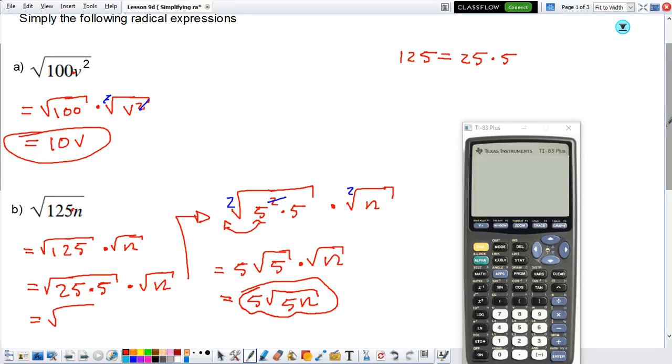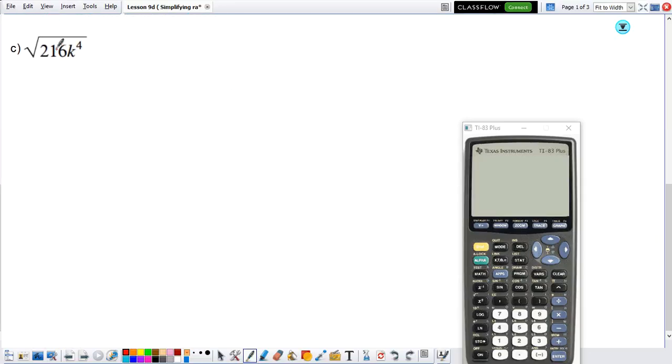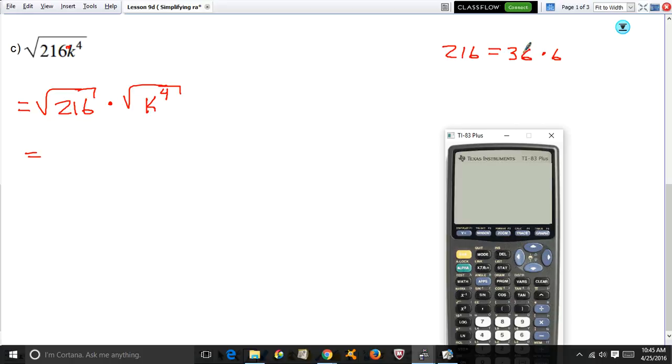Okay, so now let's look at another example here. We have the square root of 216 times k to the 4th. Again, if they're multiplying, you can separate them. So now we essentially have the square root of 216 times the square root of k to the 4th. Okay, so let's concentrate with the first square root. I know that 216 I can rewrite as 36 times 6. Now, why am I choosing 36?